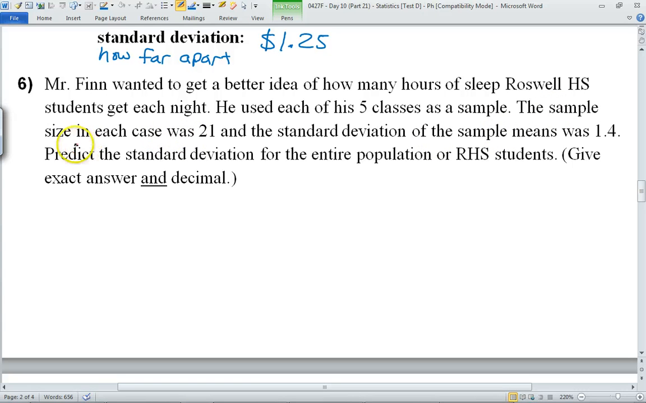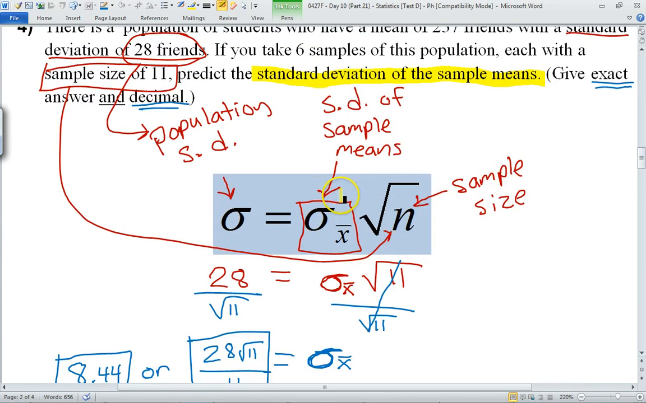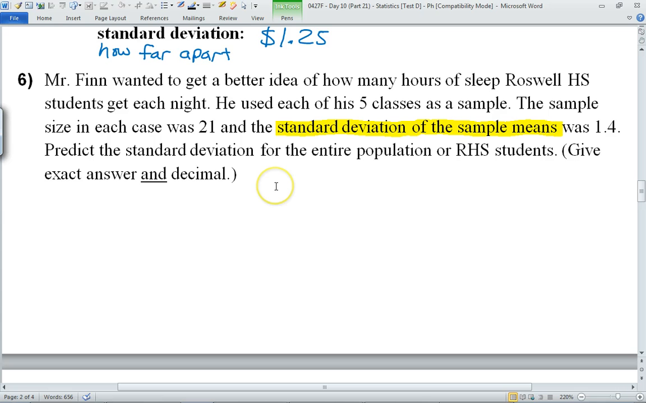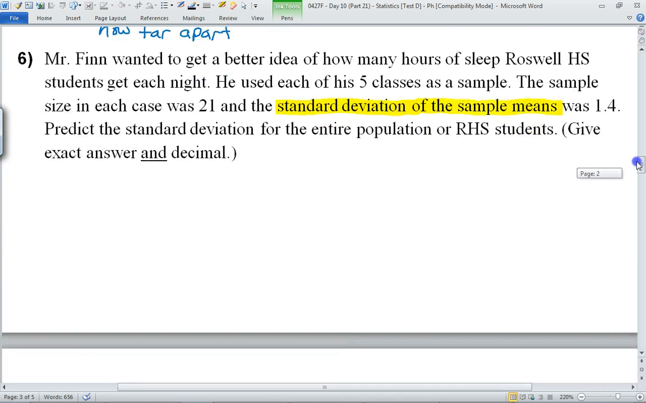They're mentioning sample size. That should be reminding you of something. And the standard deviation of the sample means. That reminds me of something. They just said standard deviation of the sample means. What does that remind you of? Oh yeah. Whenever we do standard deviation of the sample means, that's when we need to use this formula that involves standard deviation of the sample means. This guy. Let me see if I can cut and paste this down here. Whoops, too much. Okay.